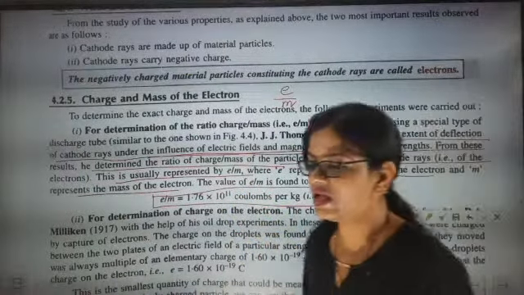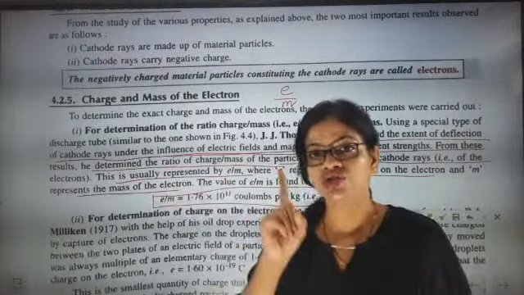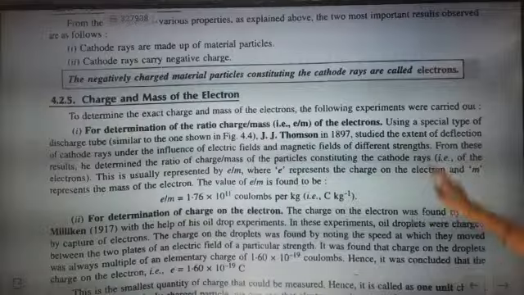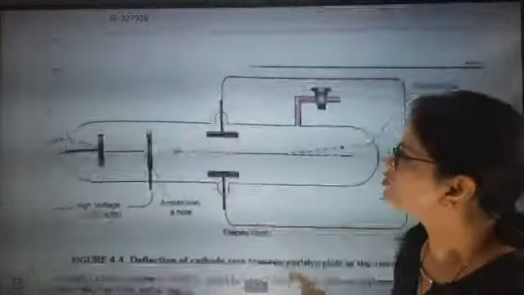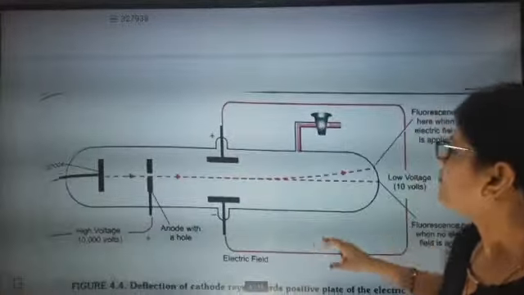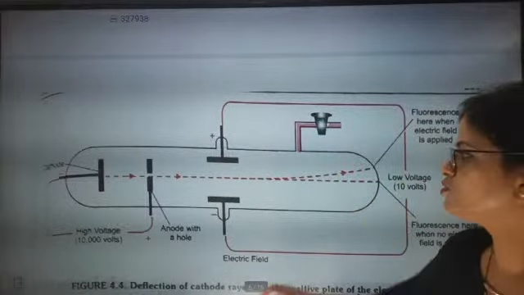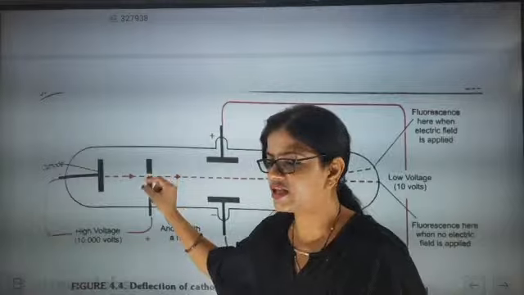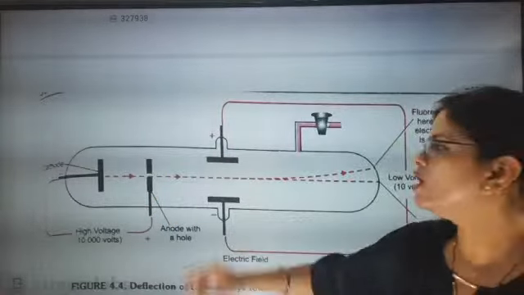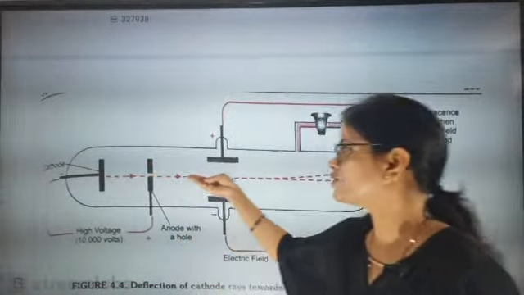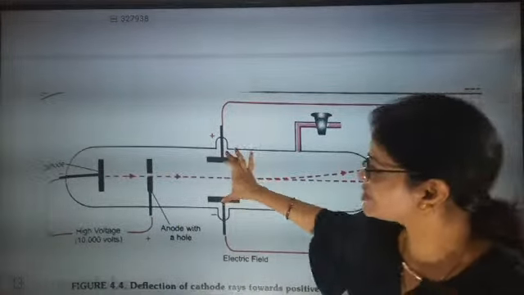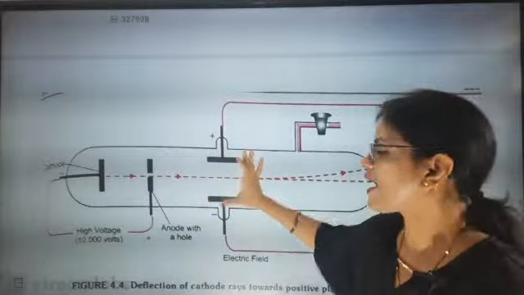10 to the power 11 coulomb per kg. Charge by mass, how did he do it? He used this experiment. You see, he used the deflection experiment, where the anode was perforated. A hole was there in the anode, and it allowed the cathode ray to pass through it. The extent of deflection in the presence of an electrical or magnetic field.